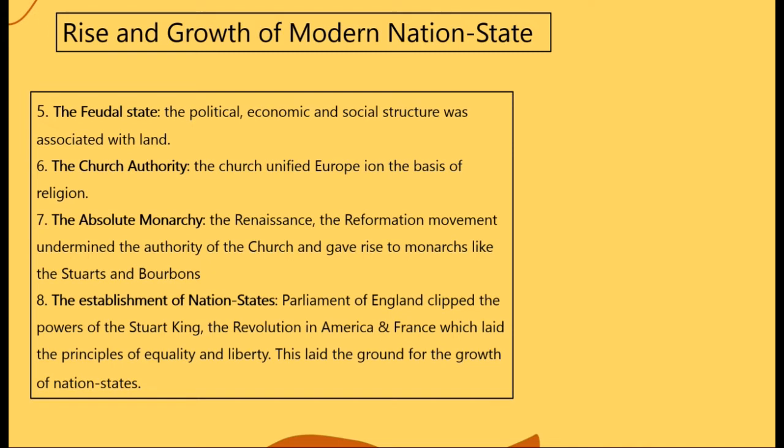The political, economic, and social structure was associated with land. The king was the lord and he distributed lands or estates among the nobles who became his vassals. These nobles subdivided the land among their vassals. At the bottom of the feudal structure were serfs who were bound to the land. The vassals had to provide services and make payments in the hierarchical organization. The vassals enjoyed all rights over the people living within their jurisdiction.